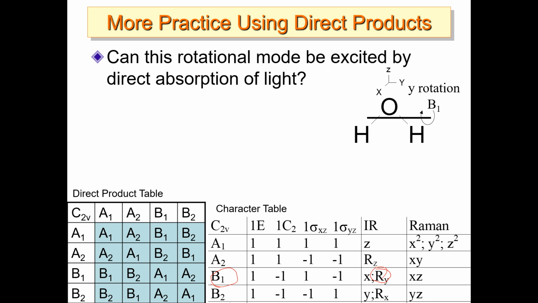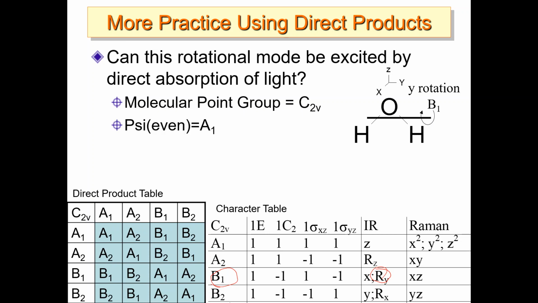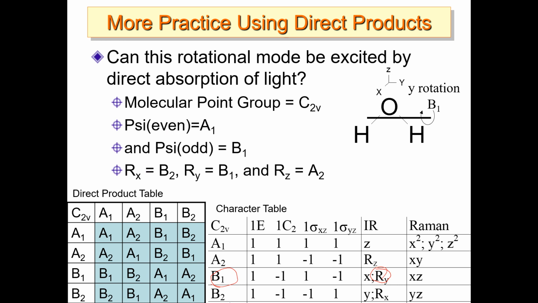Can this rotational mode be excited by direct absorption of light? We have the C2V character table. We find that rotation, it's B1. And so then the ground state is going to be A1 because it alternates: A1, B1, A1, B1. So we're going from A1 to B1, and we're using light. So we have our light is Z, X, and Y.